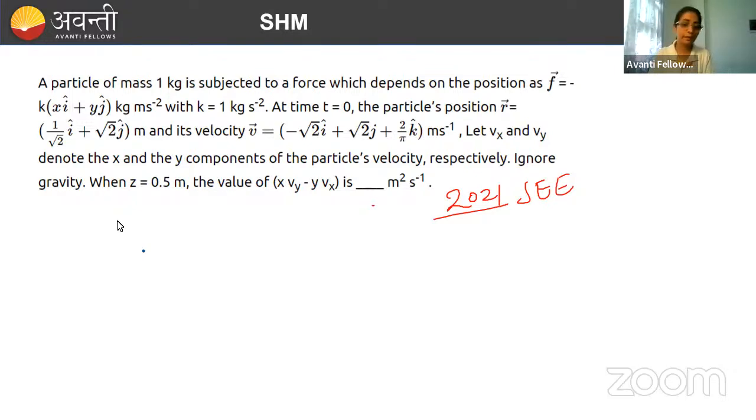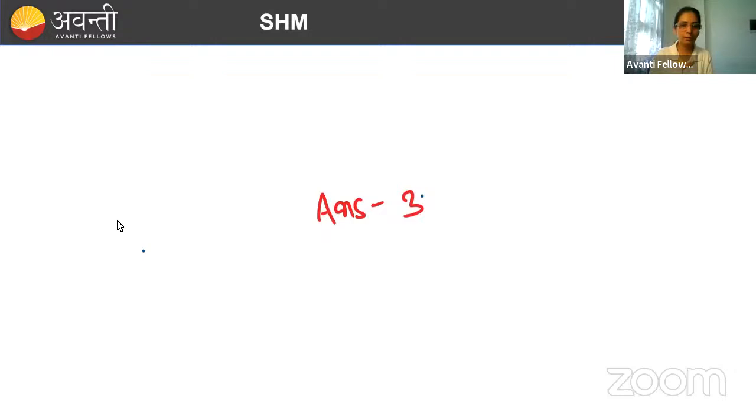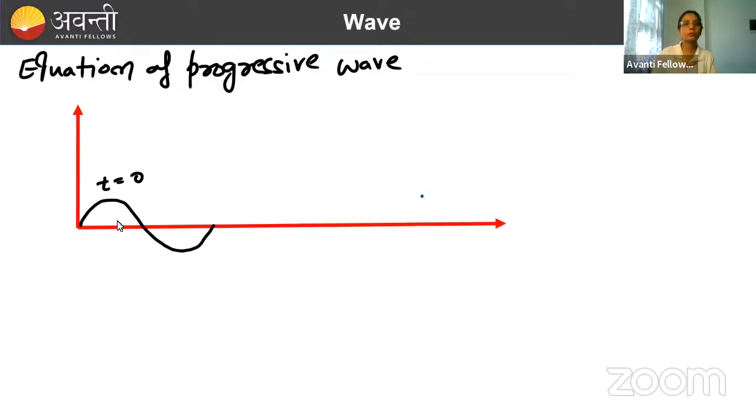So let's do this question tomorrow. Before that, let's look at something, and that is wave. So I'm going to discuss wave. What do we need to study in wave? We just need to know how to write the equation of a wave.